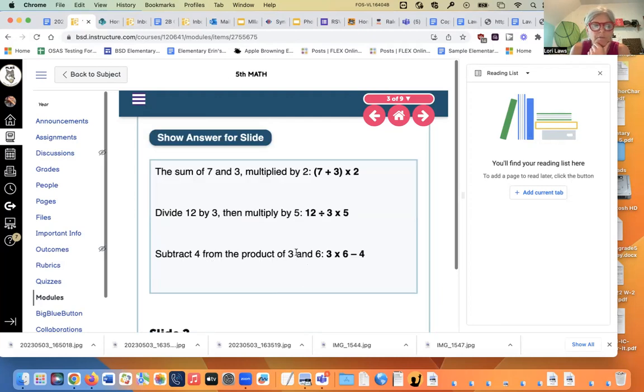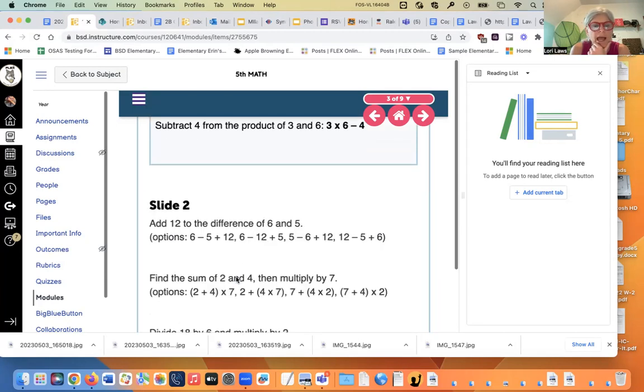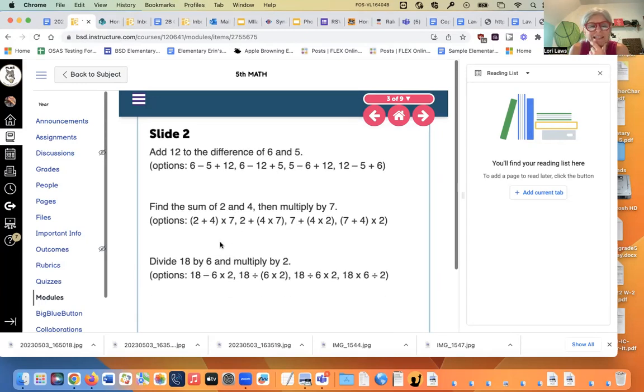Subtract 4 from the product of 3 and 6. So you do 3 times 6 minus 4. Perfect. Add 12 to the difference between 6 and 5. So we got to do the difference first. 6 minus 5 plus 12. And you can do it in order here because you know you do addition and subtraction from left to right. It doesn't require parentheses.